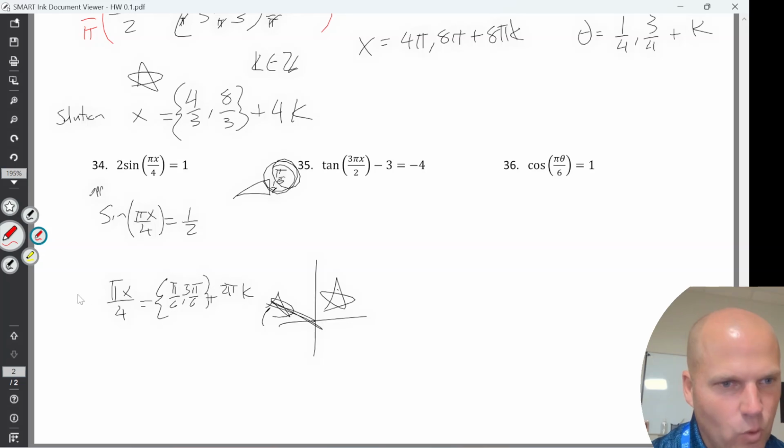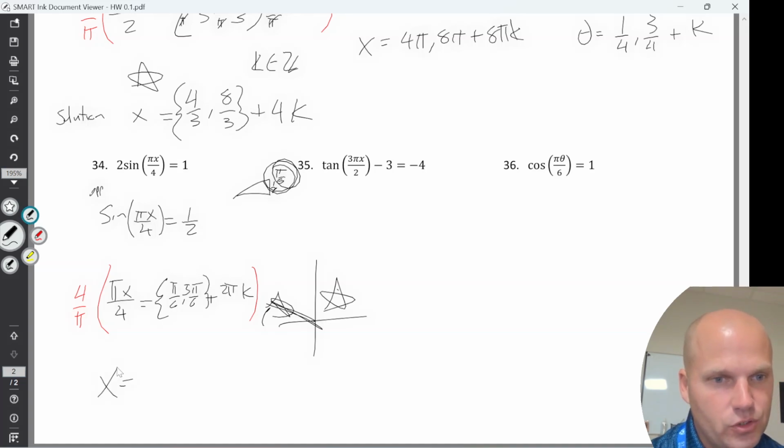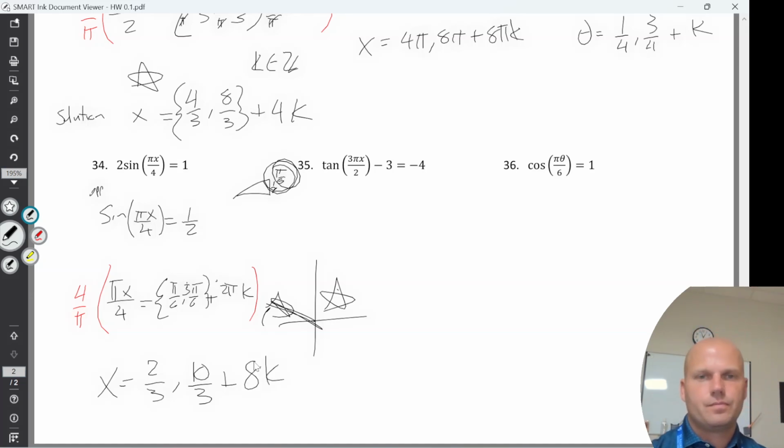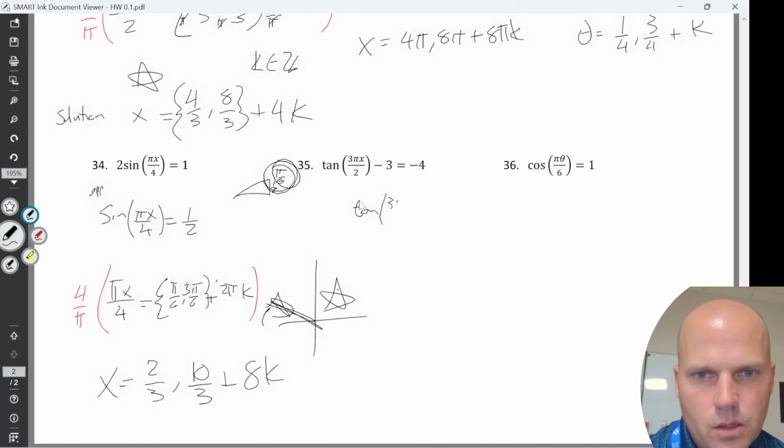I will multiply by 4. I will divide by pi to get x. My solutions: 4 over 6, the pi's cancel, is 2/3. 20 over 6 is 10/3. Plus multiples of 8. Cool. All right, finish strong. Add 3.